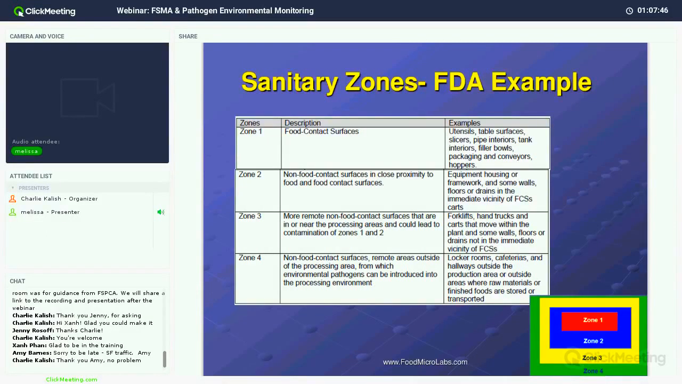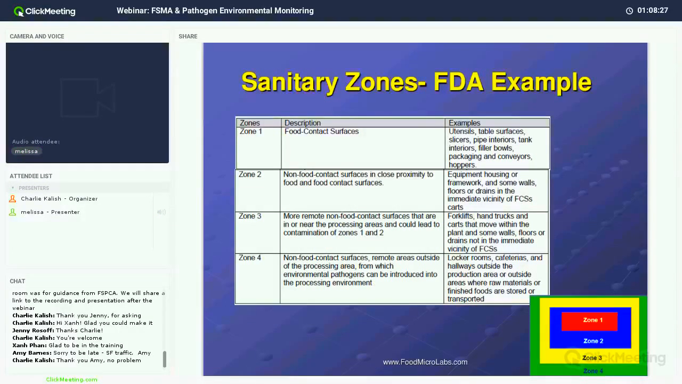And zone 3 surfaces are a little bit more remote from adjacent surfaces to zone 1. They're in the exposed product processing room, where exposed food is handled, but they're not adjacent to food contact surfaces. And then in FDA's eyes, zone 4 are non-food contact surfaces that are remote areas outside the processing area. And so that includes common areas, lunchrooms, locker rooms, warehouses where product is not exposed, food or packaging is not exposed, and things of that nature.